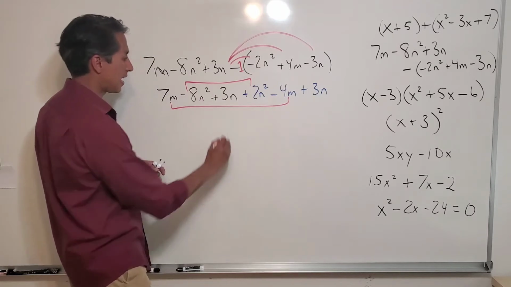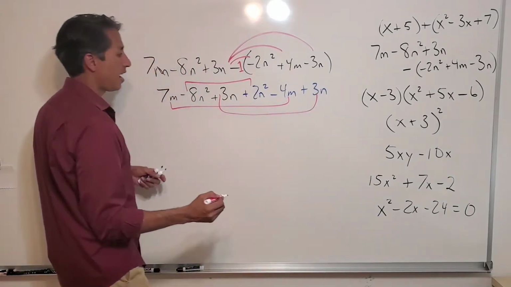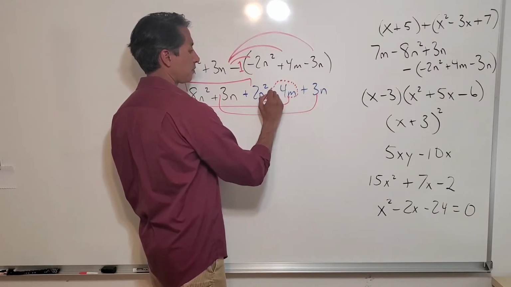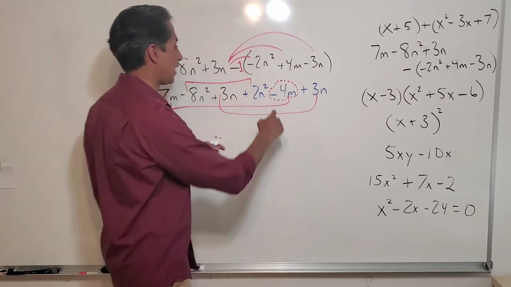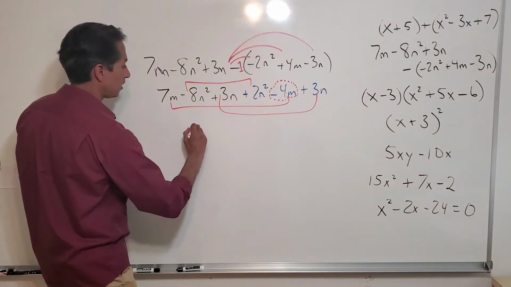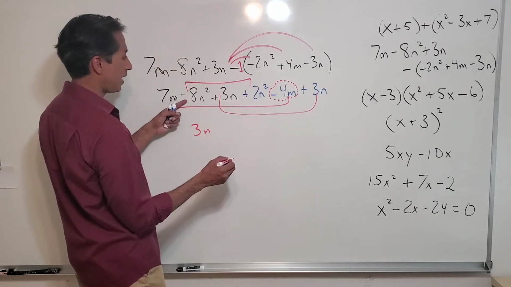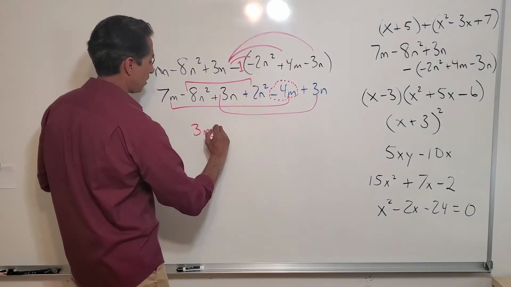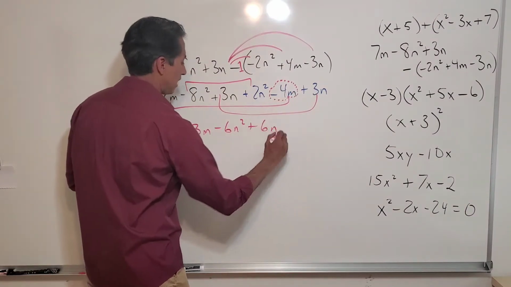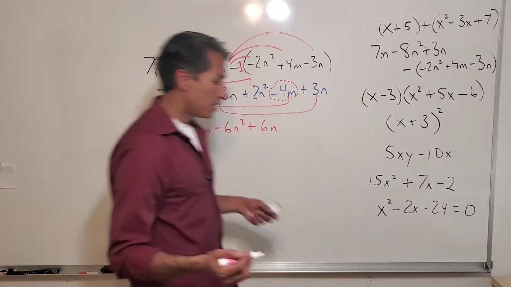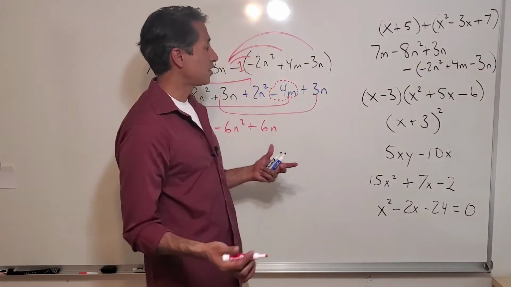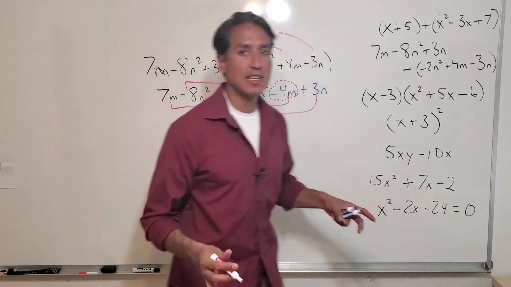It looks like that guy, and then this guy, and this guy. And then if it's a negative, sometimes I'll even do my little dots just to remind myself that the negative sign goes with it. 7m minus 4m is 3m. Negative 8n squared plus 2n squared is negative 6n squared. 3n plus 3n is 6n. Okay, now on these problems, let me just double check here. It's just asking you to find the sum or the difference. They're not asking you to factor this thing or do anything else.